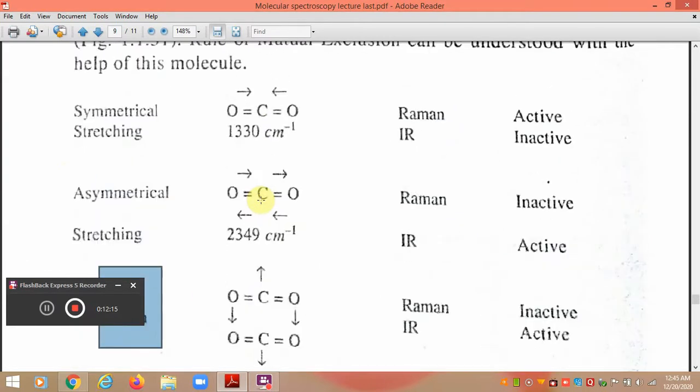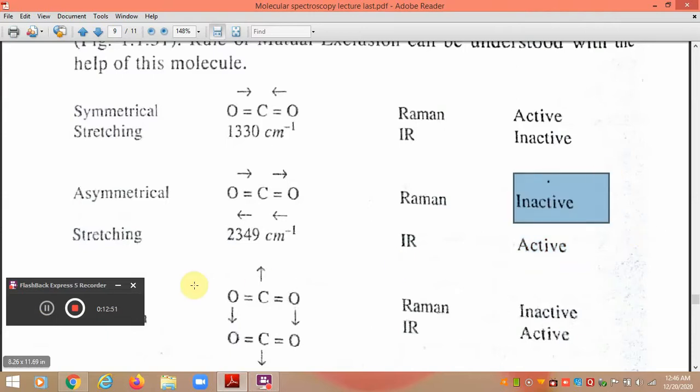You know that in the symmetrical stretching there is no change in the dipole moment during vibration. That's why it is IR inactive. I hope you remember. But as this molecule has a center of symmetry, the IR inactive vibrations are Raman active. This is very important. Again, asymmetrical stretching shows a change in dipole moment during vibration, that's why it is IR active. But as it has a center of symmetry, it will follow the rule of mutual exclusion. So IR active vibrations are Raman inactive.